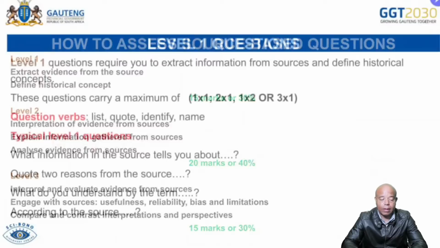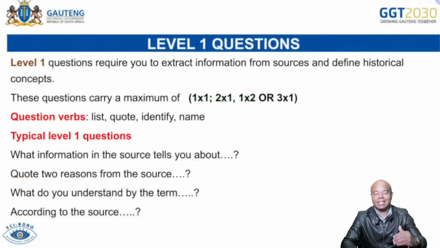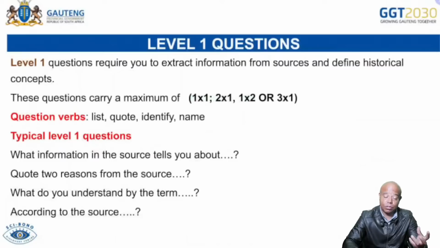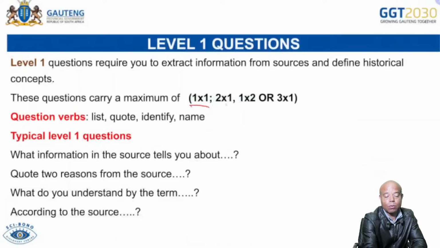Then it's important that we understand that level 1 questions have question verbs and typical questions. And the mark allocation is as follows: 1 times 1, 2 times 1, 1 times 2, 3 times 1.